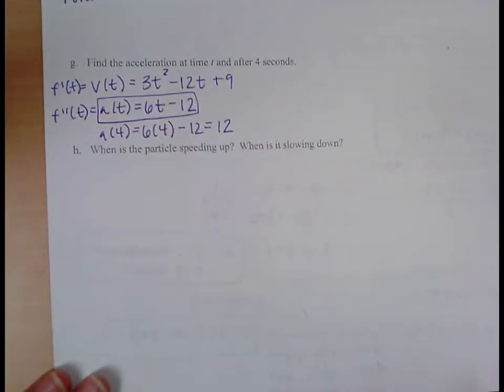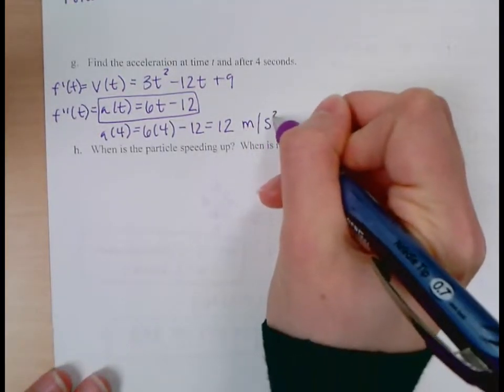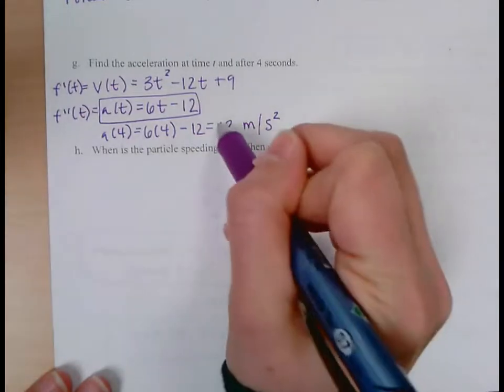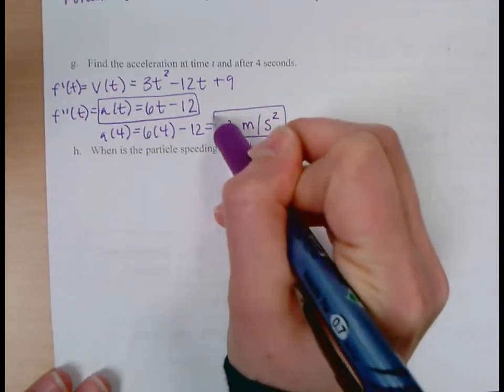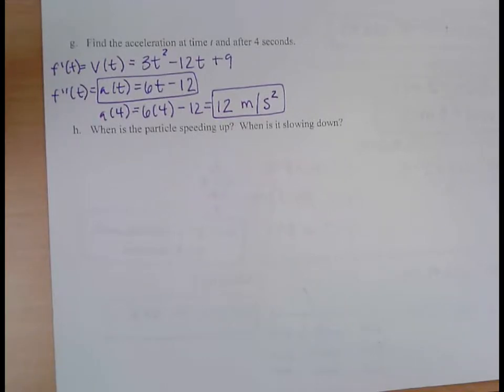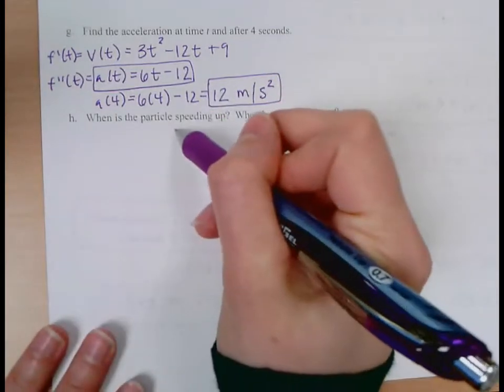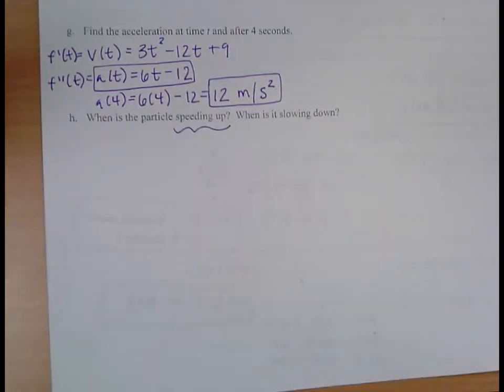And what would the units on the acceleration be? Meters per second, or meters per second squared. And then the last part, this is something we haven't talked about in here yet. When is the particle speeding up and when is it slowing down? Does anybody know how to determine where it's speeding up? We'll start there.